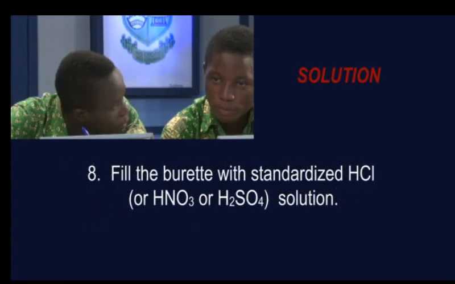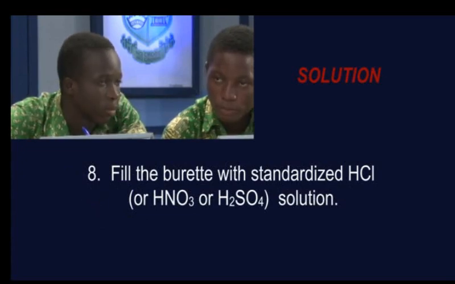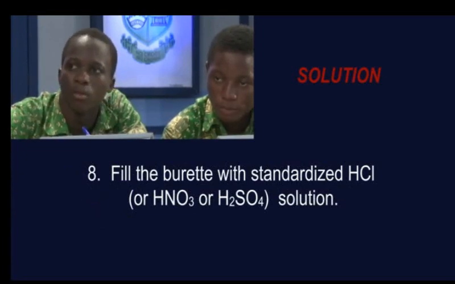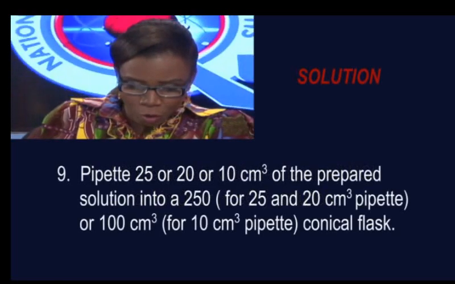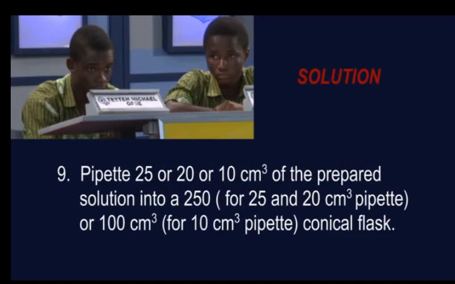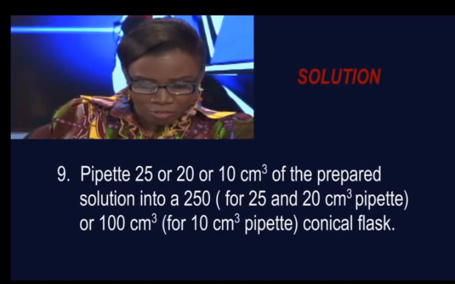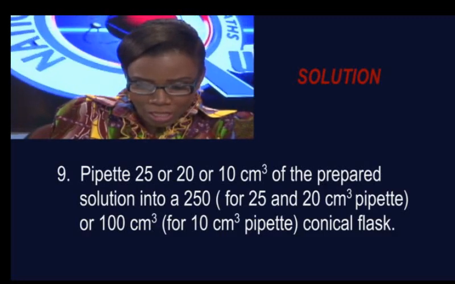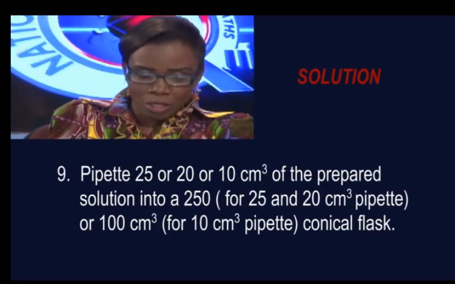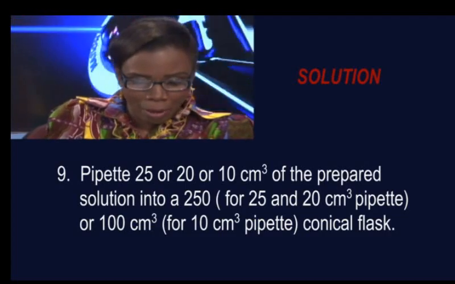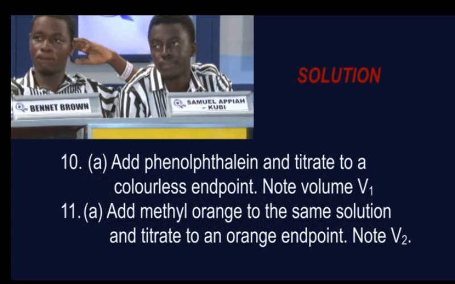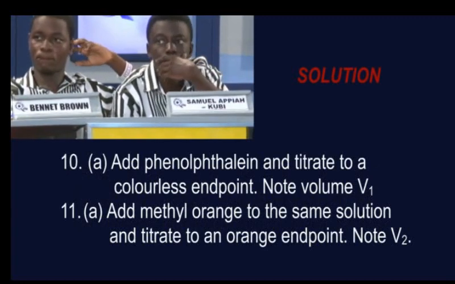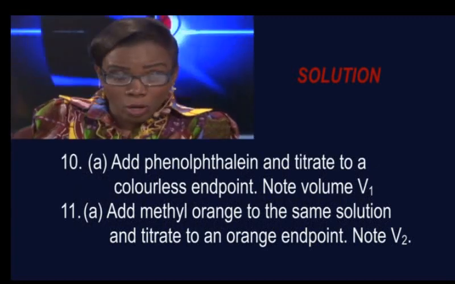Fill the burette with standardized HCl or HNO3 or H2SO4 solution. Pipette 25 or 20 or 10 cm³ of the prepared solution into a 250 cm³ conical flask for the 25 and 20 cm³ pipettes, or a 100 cm³ conical flask for the 10 cm³ pipette. Now, this section can be varied, so I'm going to first talk about one way of doing this.